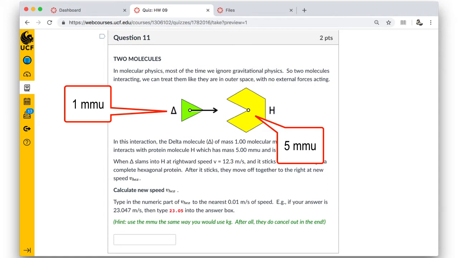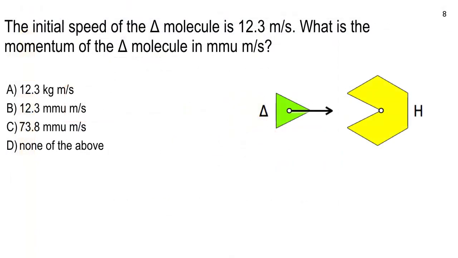So let's get at it step by step. We're going to do several clicker questions here. Here's your first one. Initial speed is 12.3 meters per second. What's the momentum of the delta molecule? And hopefully this is cinchy.